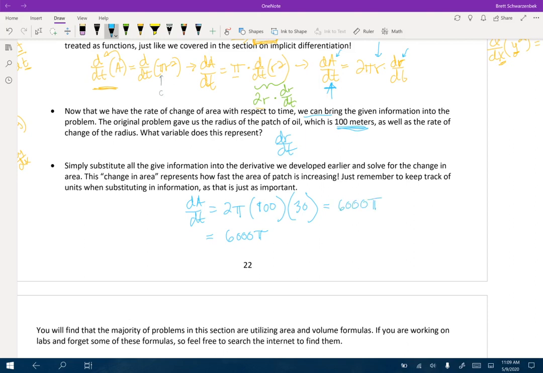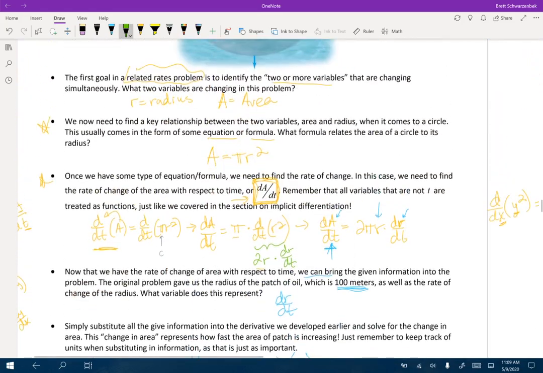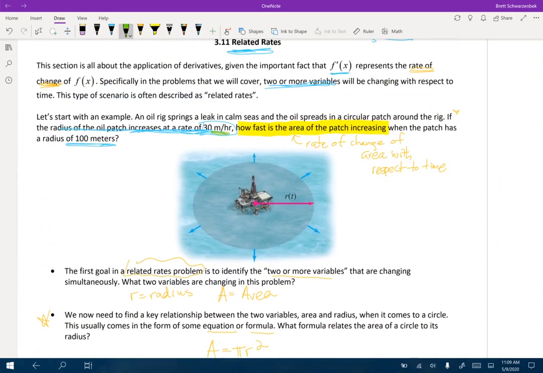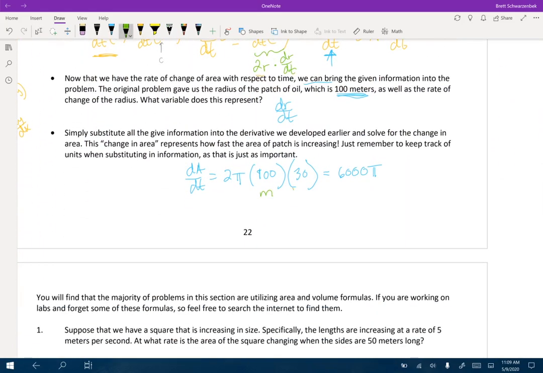So what's one way to determine the label? Well, we know that the radius of 100 was in meters, and we know that the rate of change of the radius was in meters per hour right here. So note, just like we do with the numbers, we can also multiply the labels and get m times m over hr, which is m squared over hr. So the label is going to be meters squared per hour for our result.